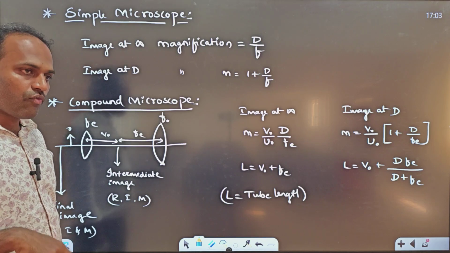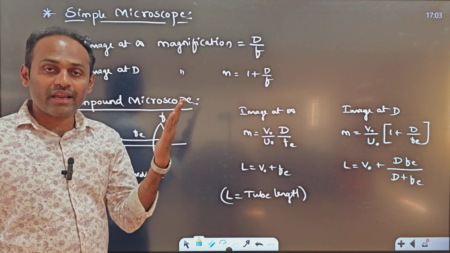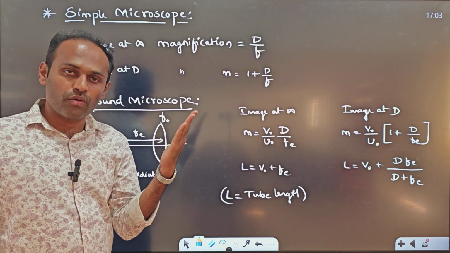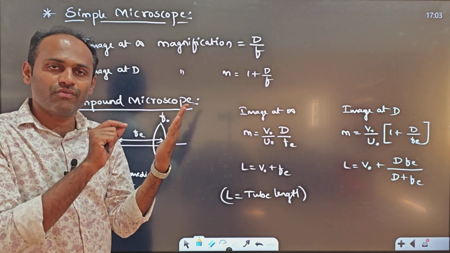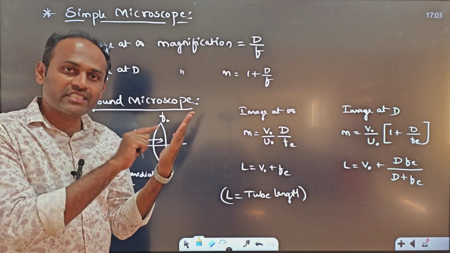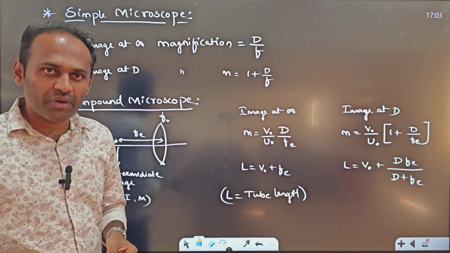Capital D. That is, for the human eye, how close can we see correctly? To see clearly, we have to hold the object at 25 centimeters. At 25 centimeters you can see everything distinctly. That is called the least distance of distinct vision, represented by capital D.